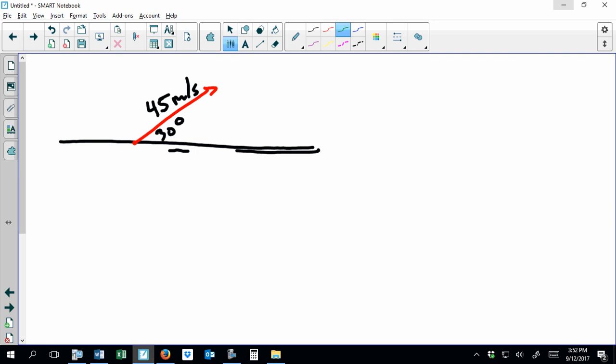So let's say we had some situation, maybe it was a ball that was kicked at a 30-degree angle from the ground, and the speed the ball was kicked with was 45 meters per second. The question is, what is its x component? And what is its y component?